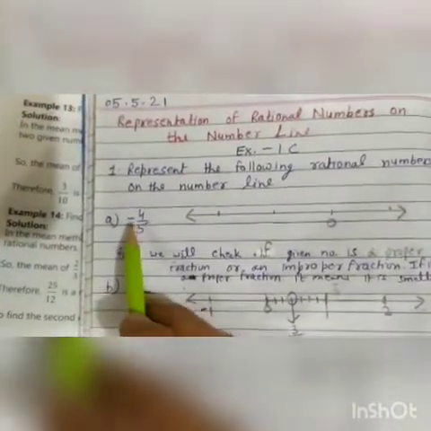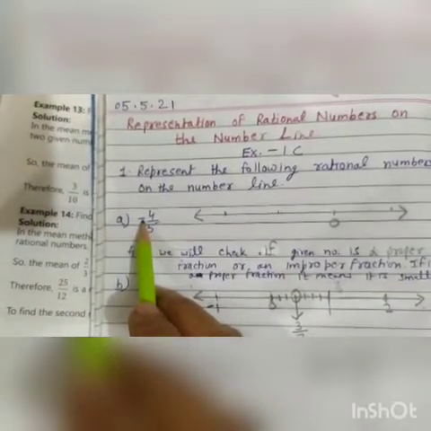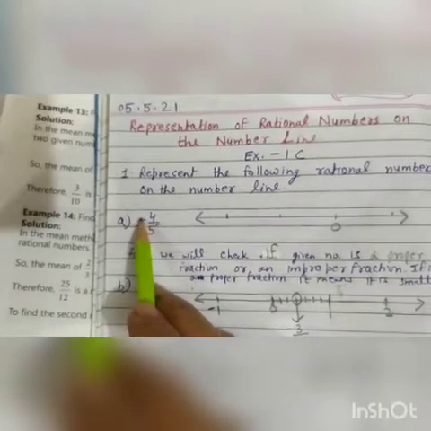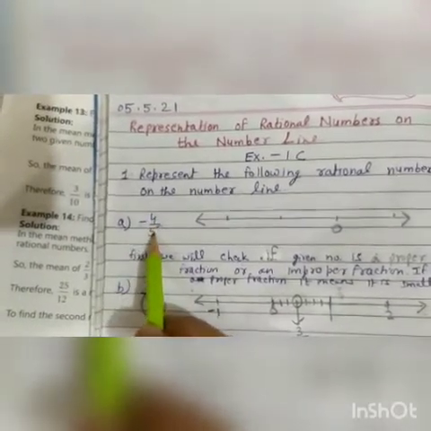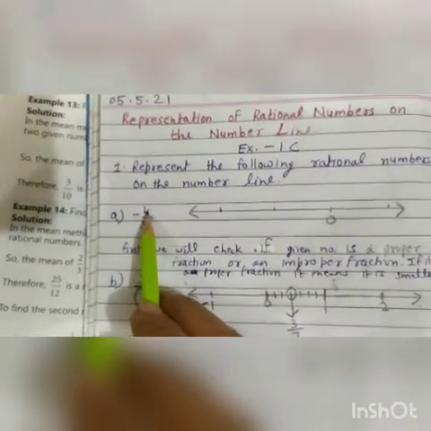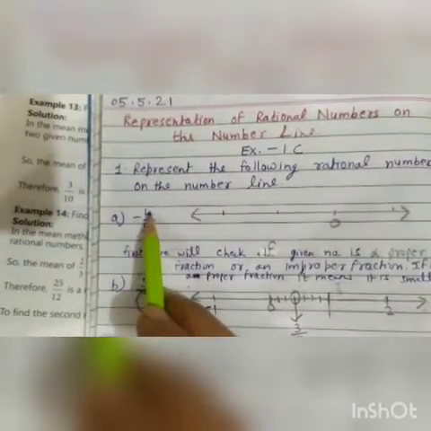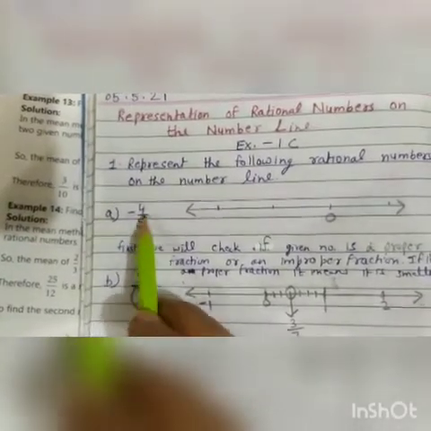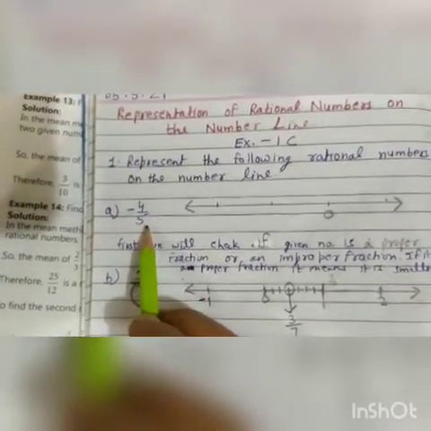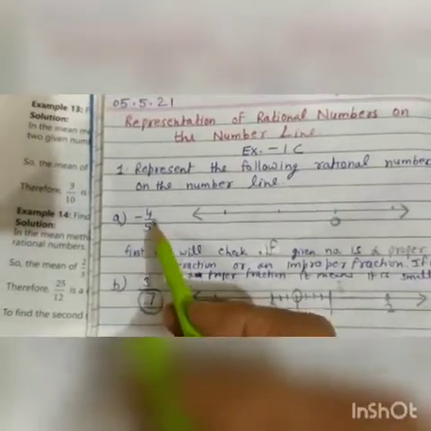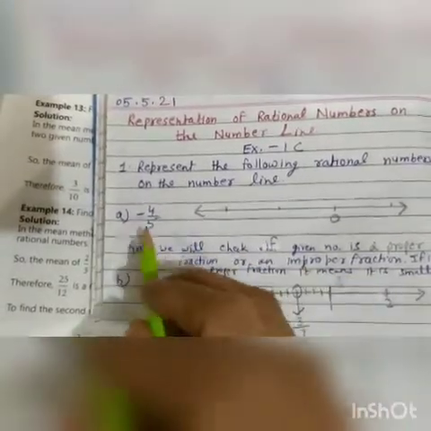Again, here we have to show -4/5, which is a negative rational number. If we neglect this minus sign, first we are not taking this minus sign, then it is 4/5. Again, the numerator is smaller than the denominator. Numerator is 4, denominator is 5, so it is smaller than its denominator. It means this rational number is again less than 1. But this time it is negative.